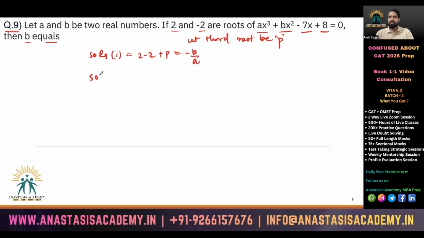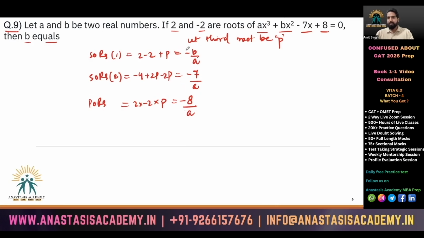The second relation is the sum of roots taken two at a time, and it would be -4 plus 2p minus 2p, and that is c/a, that is -7/a. And third, we have the product of the roots, the roots taken three at a time, and that would be 2 into -2 into p, and that should be equal to -d/a, and that is -8/a.